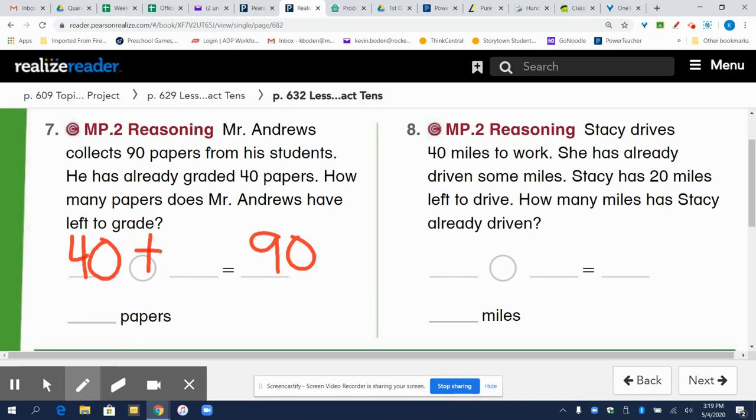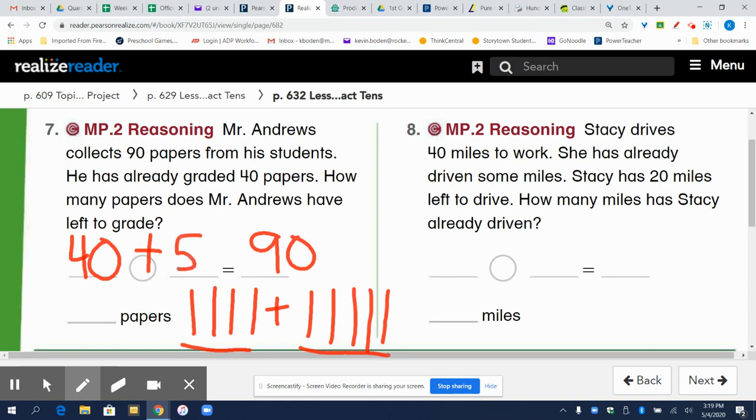Well, let's see. He already checked 40, 10, 20, 30, 40. But he should have 90 papers in all. So how many more does he have to check? Well, we have 40. Plus one more 10 is 50, then 60, 70, 80, 90. So he has his 40 right there. Plus, how many more did he have to check? You got it, 50 more papers. Or I heard you say 5 tens, which is also correct. He has 50 papers left in all to correct.